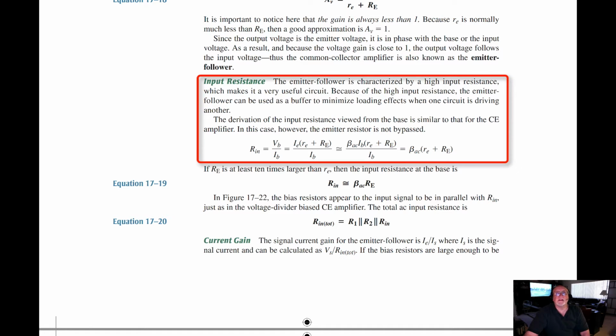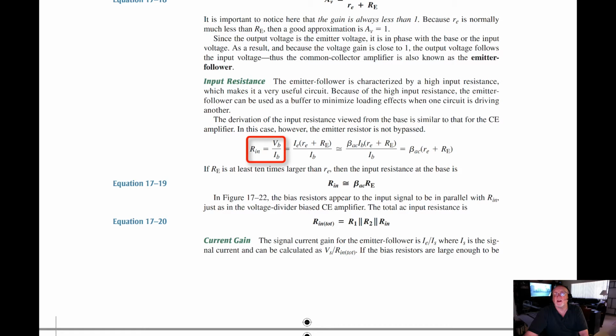Input resistance. The emitter follower is characterized by a high input resistance, which makes it a very useful circuit. Because of the high input resistance, the emitter follower can be used as a buffer to minimize loading effects when one circuit is driving another. So it's good for a cascade of two or more stages. The derivation of the input resistance viewed from the base is similar to that of the common emitter. In this case, however, the emitter resistor is not bypassed.